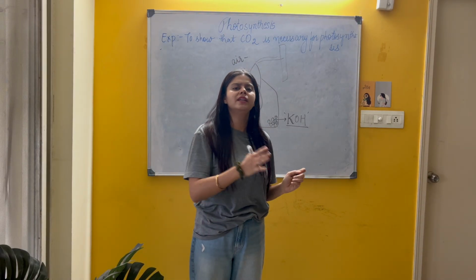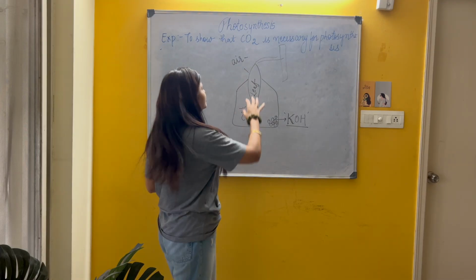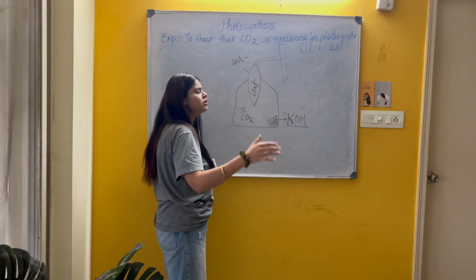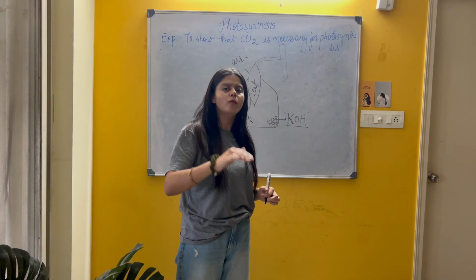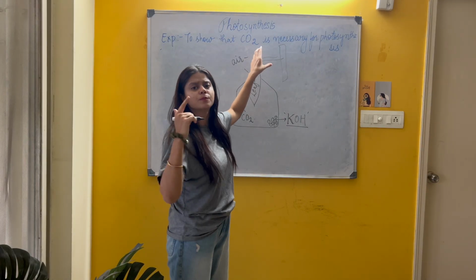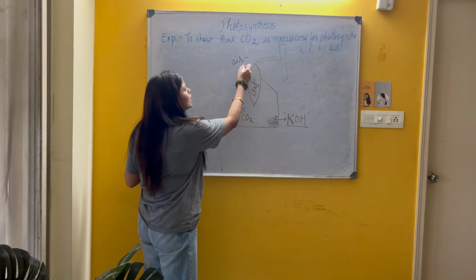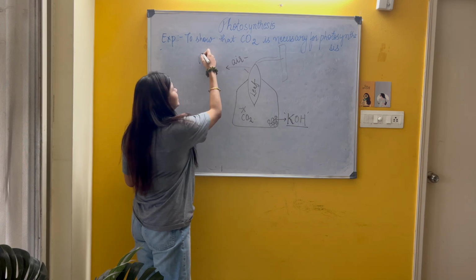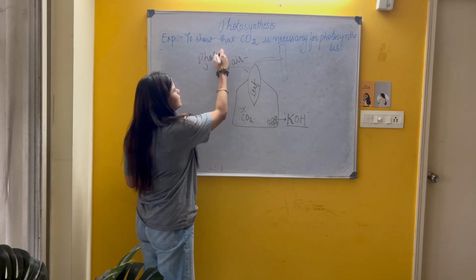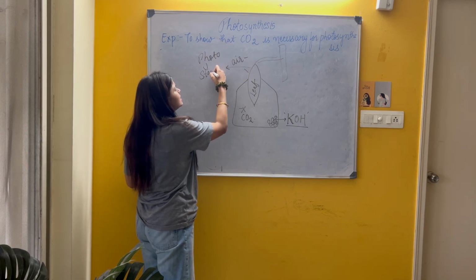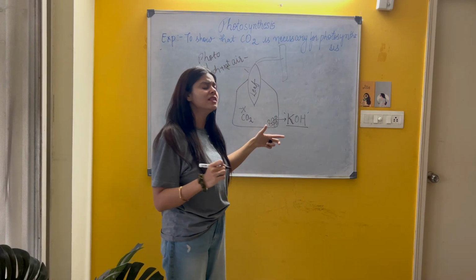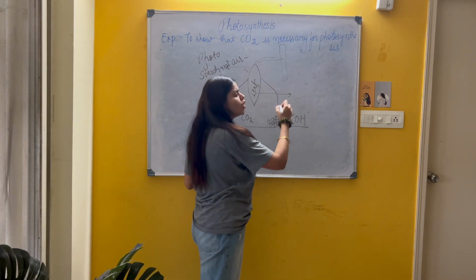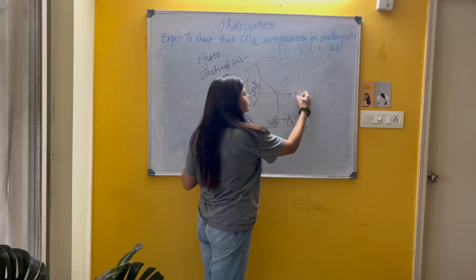Which part of the leaf will carry out photosynthesis? The one which is getting carbon dioxide or the one which is in the beaker and not receiving carbon dioxide? Obviously, the part which is exposed to the air will carry out photosynthesis. If it is carrying out photosynthesis, starch will be present or absent? Starch present. The part of the leaf which is in the beaker will not carry out photosynthesis, so no starch in it.